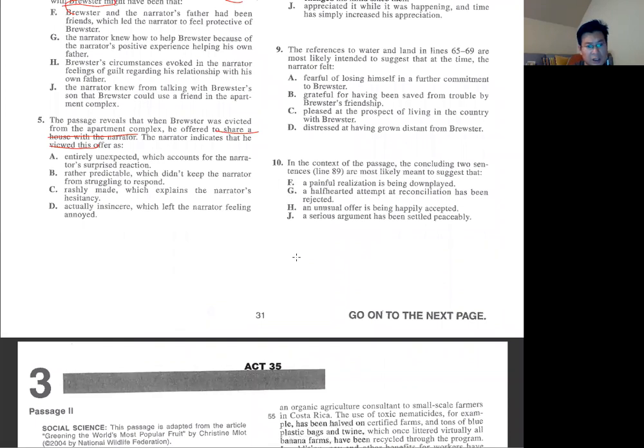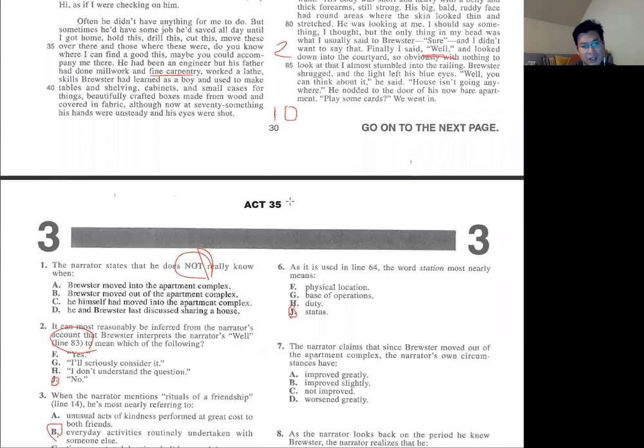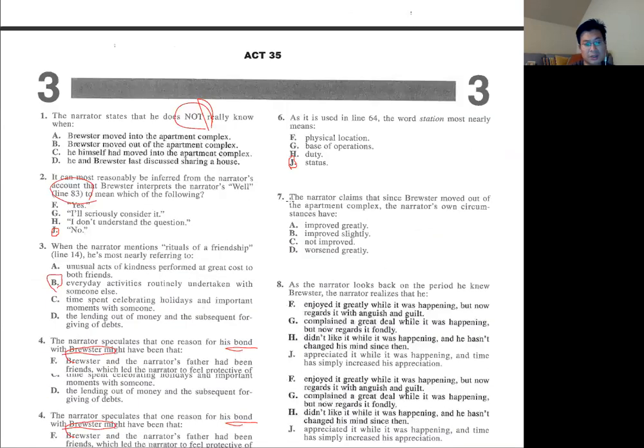The concluding 2 sentences are most likely meant to suggest that. So understanding, maybe, Brewster's point of view, whatever he's saying, but then why he's suggesting, at the end, play some cards is sort of saying, are we still friends? Basically.